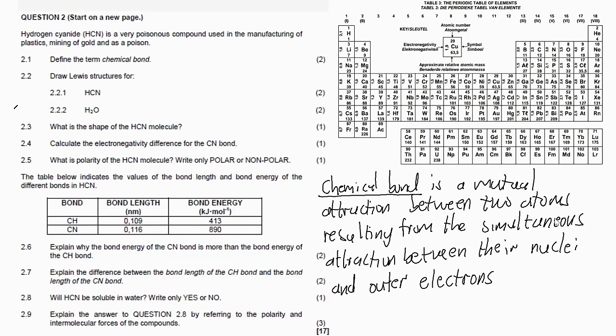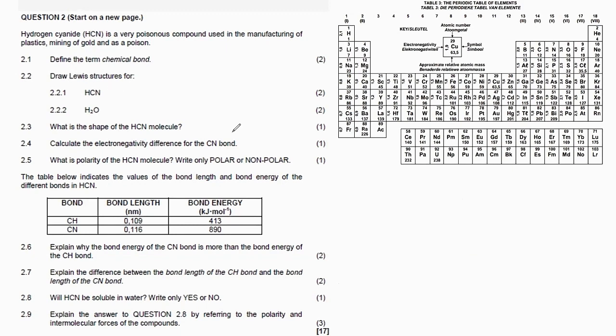Then let's move to 2.2. It says draw a Lewis structure for HCN. Now, again, you can see the trend. After the definition, they require of us to draw the Lewis structures, right? And then having to draw this one already here, we can just make our carbon the central atom. So there we have our carbon like this.